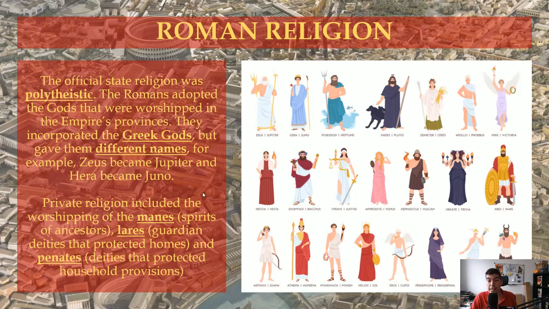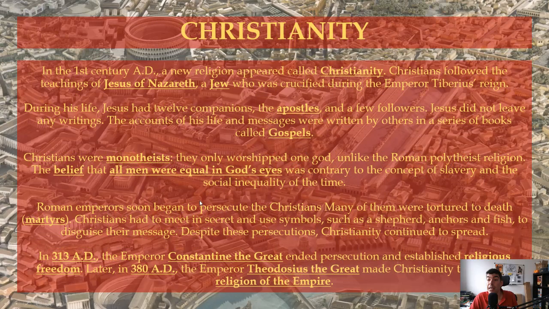And also, this was for the public religion, but inside the houses they had their own private religion. The manes, the ancestors, the lares, the guardians of the homes, and the penates, the deities who protected the provisions of the households. But later, during the empire, Christianity appeared.